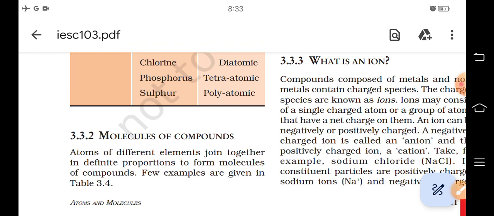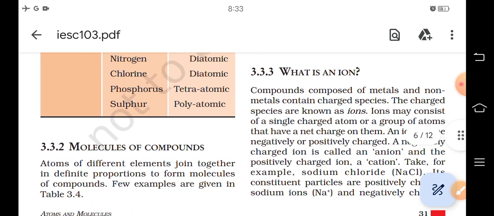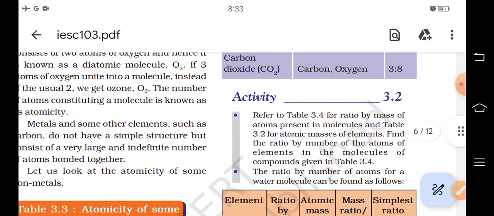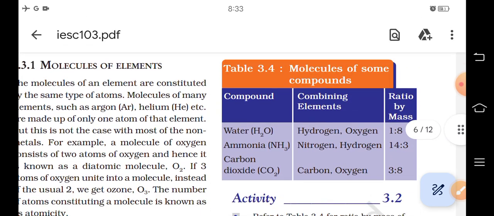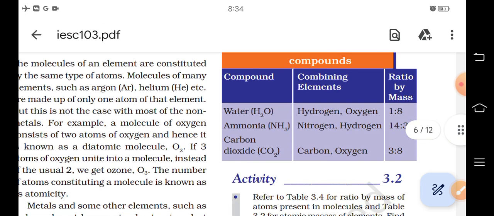3.3.2 Molecules of compounds. Atoms of different elements join together in definite proportions to form molecules of compounds. A few examples are given in Table 3.4. Table 3.4: Molecules of some compounds. Compound, combining elements, ratio by mass. Water H2O, hydrogen and oxygen, 1 is to 8. Ammonia NH3, nitrogen and hydrogen, 14 is to 3. Carbon dioxide CO2, carbon and oxygen, 3 is to 8.